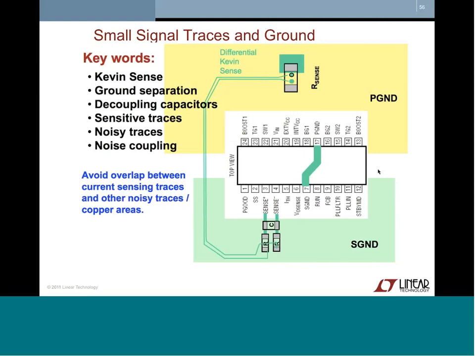For the small signal traces and grounds, we also consider the shortest way possible and to avoid overlap between current sensing traces and other noisy traces or copper areas.